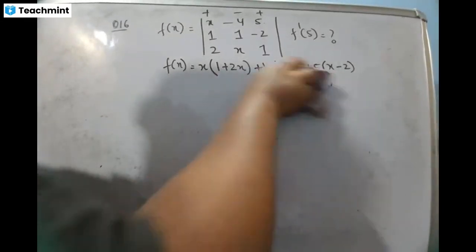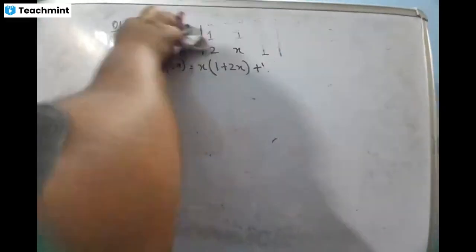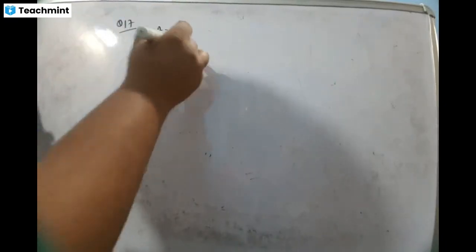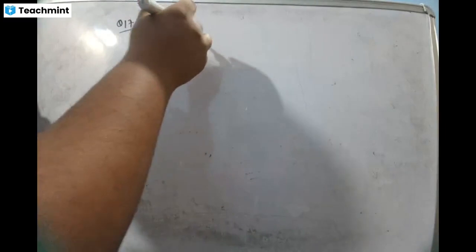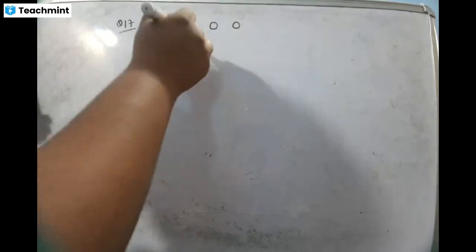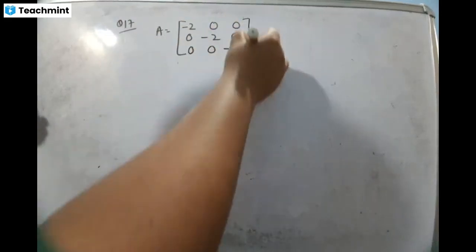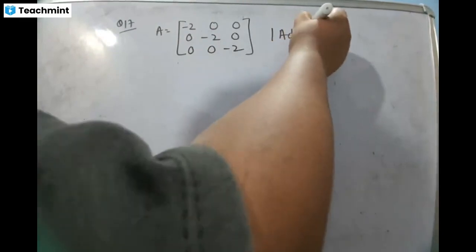Now we move on to question number 17, a very important question. We have done these types of questions, but since it's important, I'm doing it again and again. So this is matrix A, capital A is 2, minus 2, 0, 0, 0, minus 2, 0, and 0, 0, minus 2. I have to find the determinant of the adjoint A.